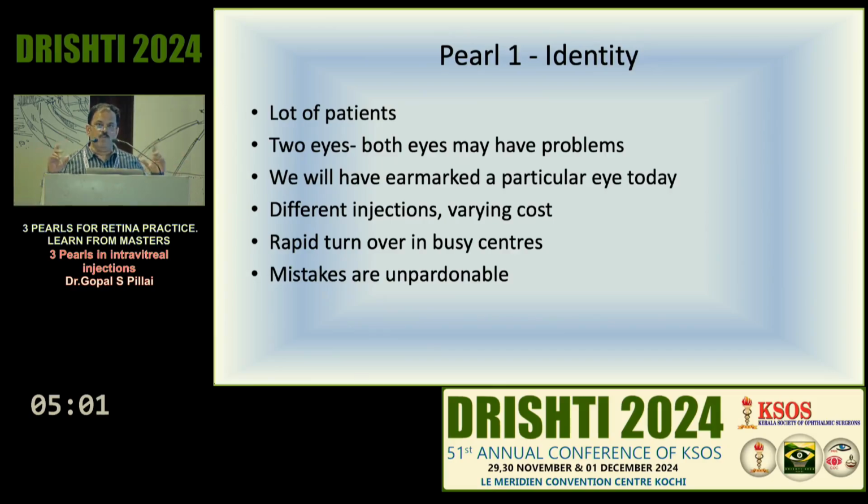And Pearl 1 is identity. You have to identify the patient, you have to identify the eye, and you have to identify the injection. Because any mistake there is unpardonable. It is like operating the wrong foot or taking off the other kidney which is normal. It is completely unacceptable and unpardonable.